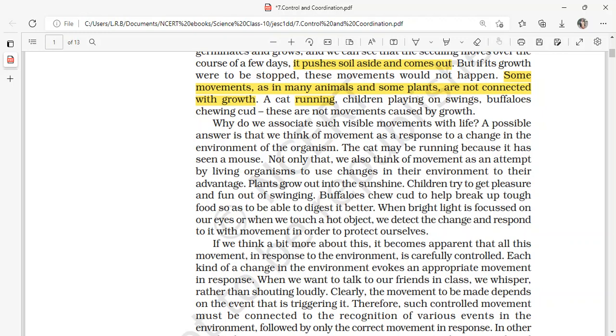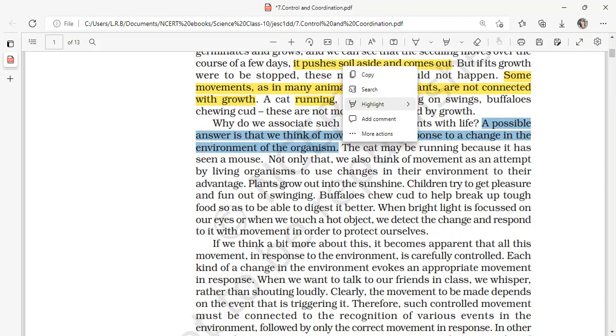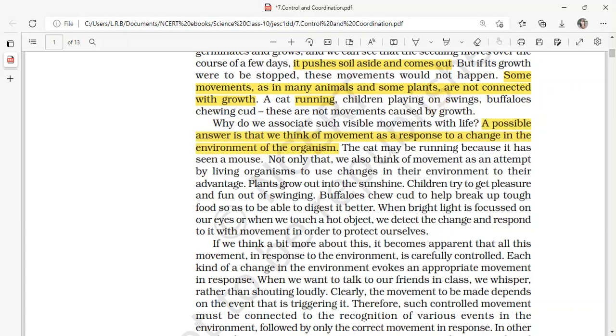Why do we associate such visible movements with life? A possible answer is that we think of movement as a response to a change in the environment of the organism, isn't it? We see movement as a response to some information or a signal in the organism's environment or in its habitat. The cat may be running because it has seen a mouse.